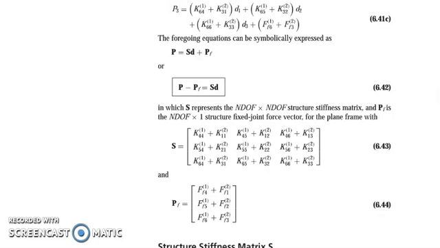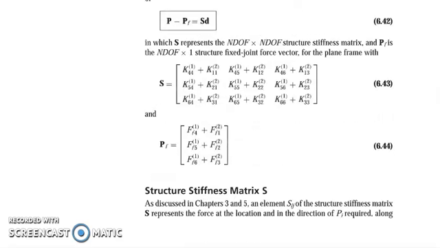So once you have identified that, you could now identify the P sub f. Our P sub f is the structure fixed joint force vector. To identify that one, you have to identify the number of degrees of freedom. Whatever the number of degrees of freedom is, that is the equivalent size for our P sub f. So you simply have to identify the number of degrees of freedom, then write that at the side.